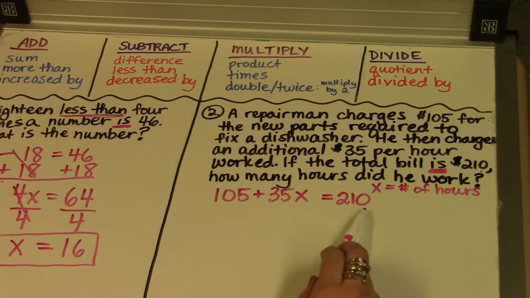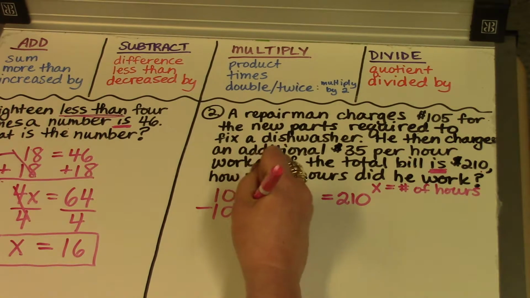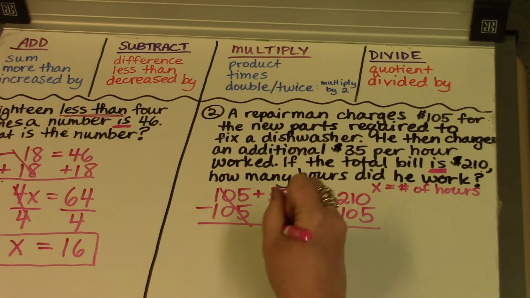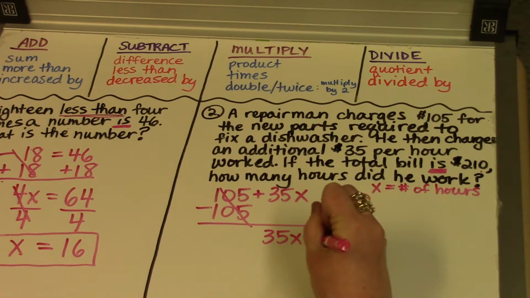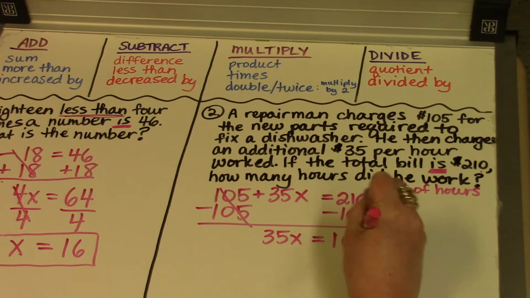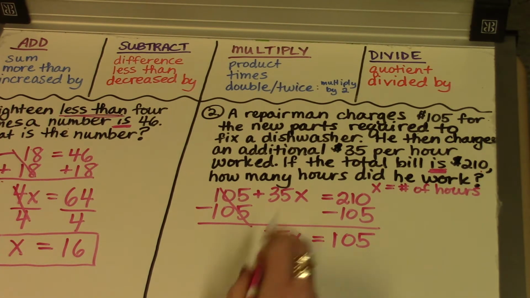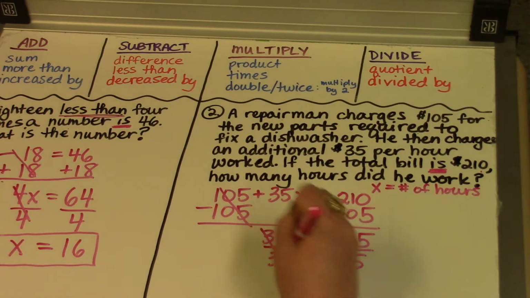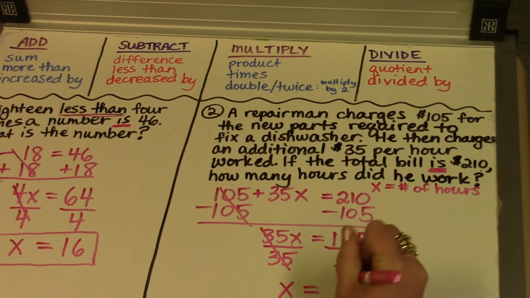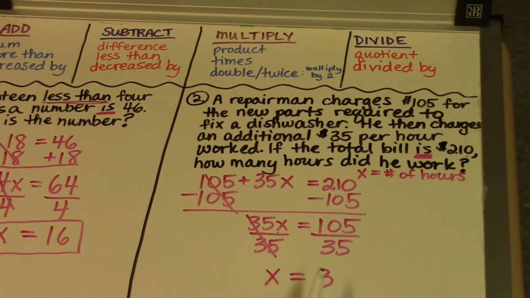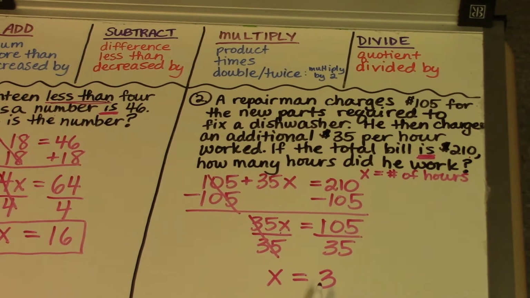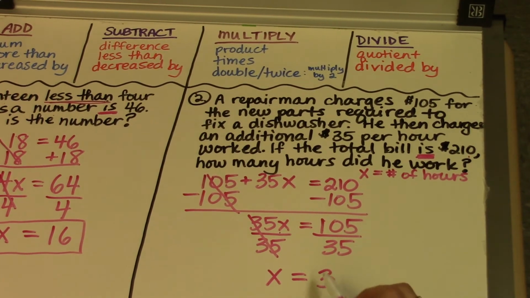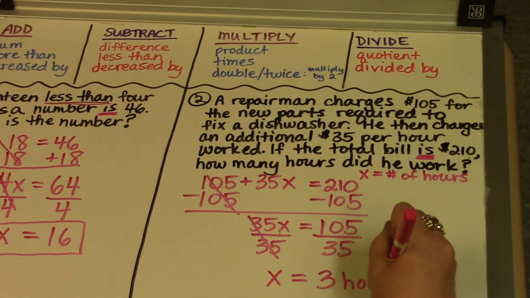I'm going to move my constant term over first by subtracting it, again using opposite operations. That leaves me with 35x equals 105. And then to get x alone, I need to divide both sides by 35. And I have x equals 3. Now remember, because this was a word problem, we always want to make sure that we label our answer. So because x is supposed to represent the number of hours, my final answer should say 3 hours.